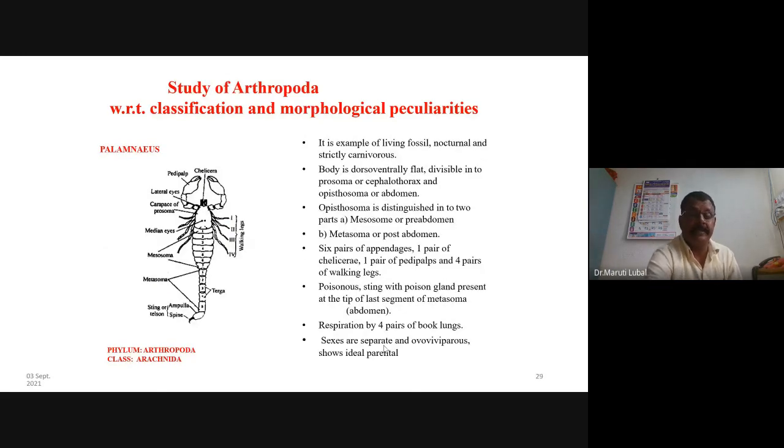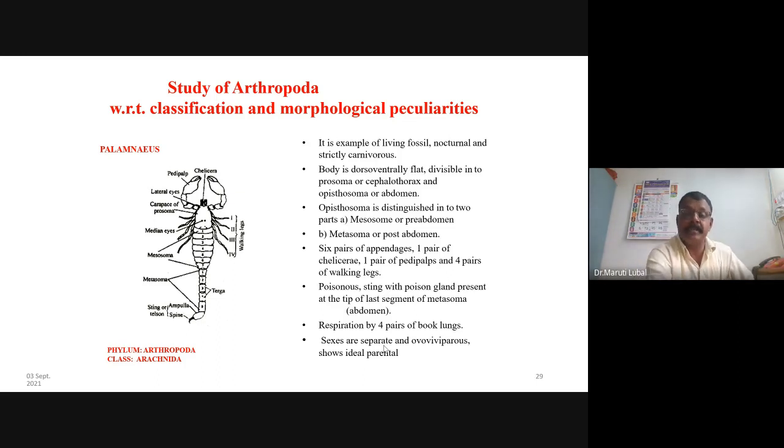First animal from class Arachnida is Palamnaeus. It is once again an example of a living fossil. It is nocturnal and strictly carnivorous. The body is dorsoventrally flat, divisible into prosoma, also called cephalothorax, and the opisthosoma, also called abdomen. Opisthosoma is distinguished into 2 parts. First is mesosoma and second is metasoma.